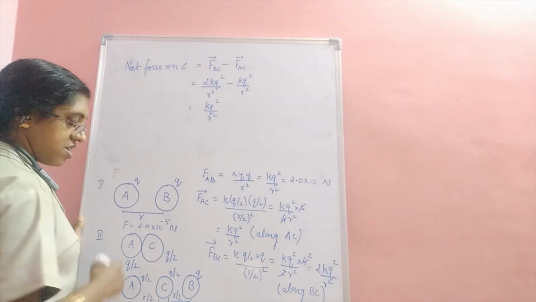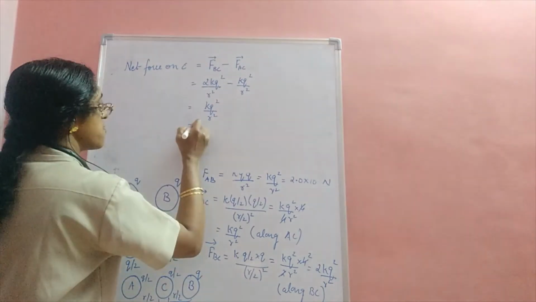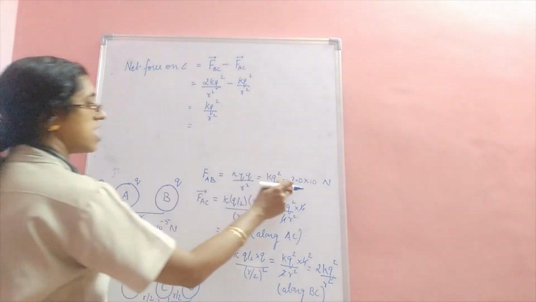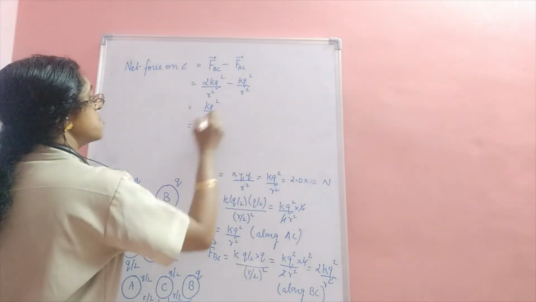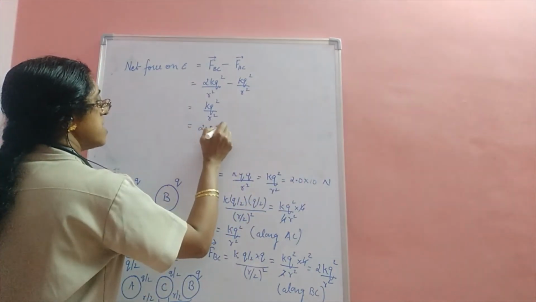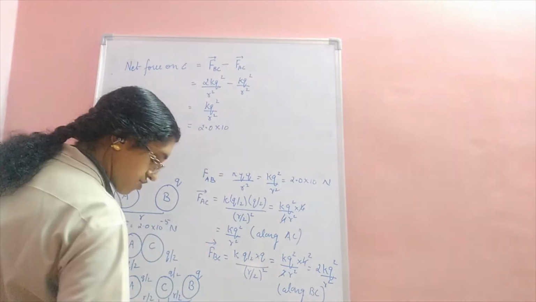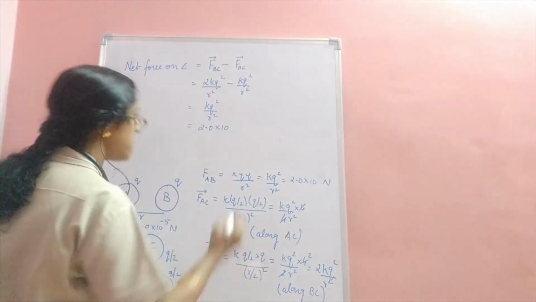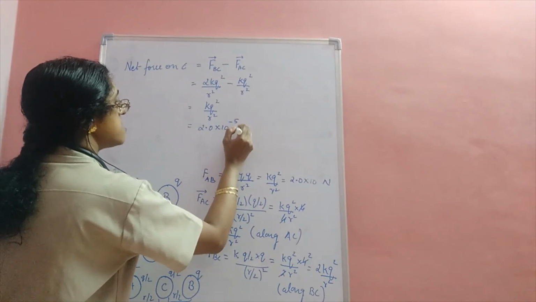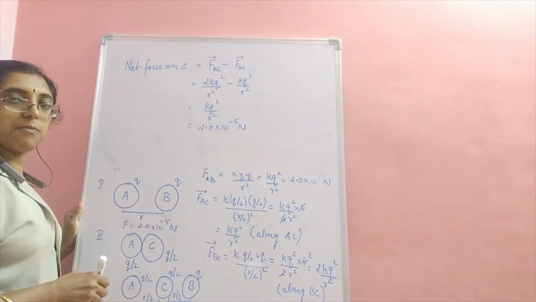Which is equal to, what was the value of kq square by r square? It was 2 into 10 to the power of, I suppose it was 10 to the power of minus 5. So the answer remains the same.